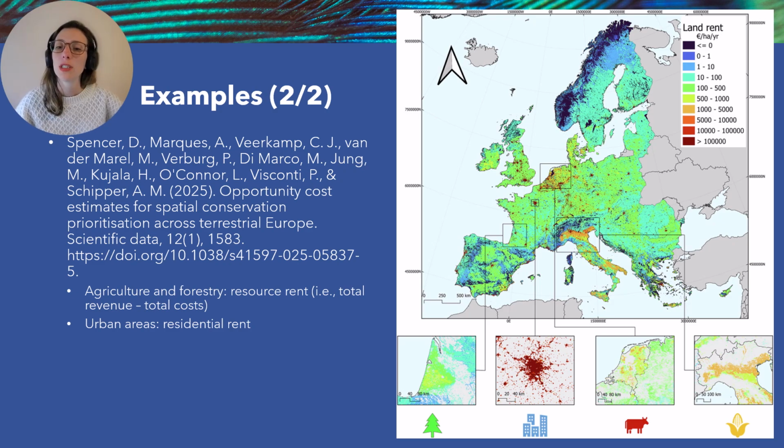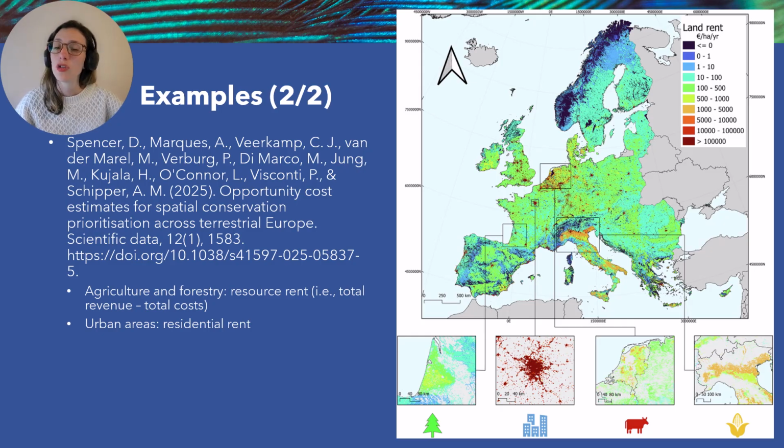In other words, the opportunity cost is calculated as a resource rent in the case of agriculture and forestry, and as a residential rent in the case of urban areas. The final map of opportunity cost, which is the one you see here on the screen, can be used as a decision support tool in conservation planning and land use policy.